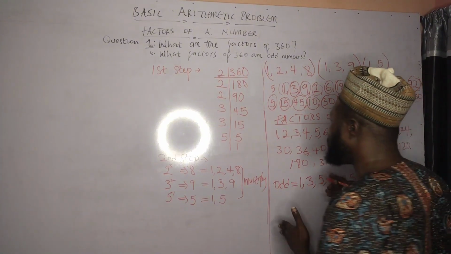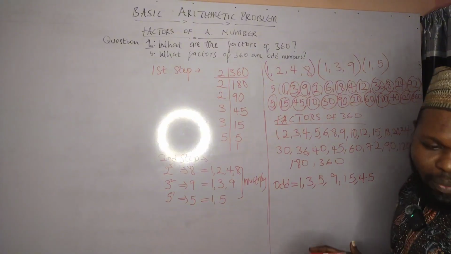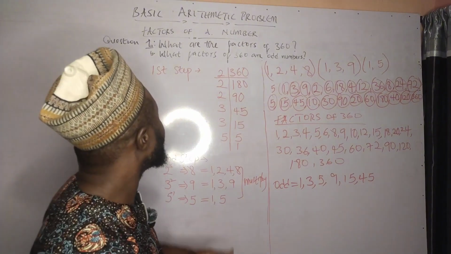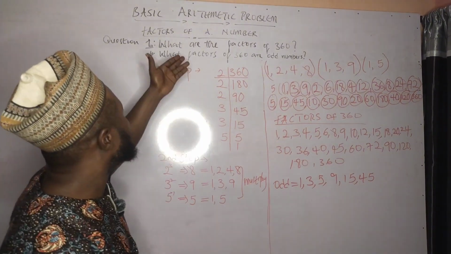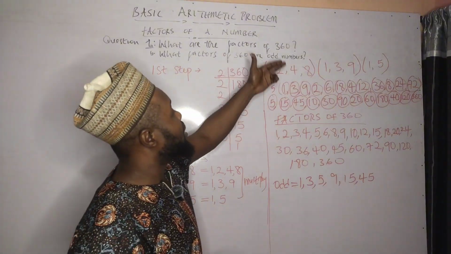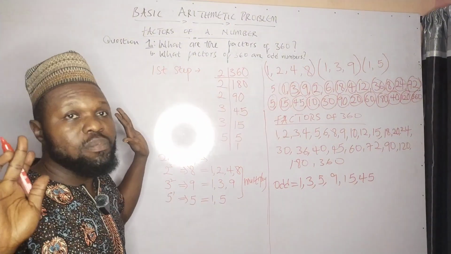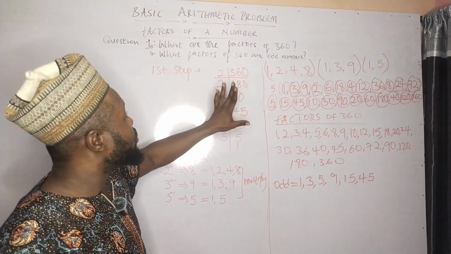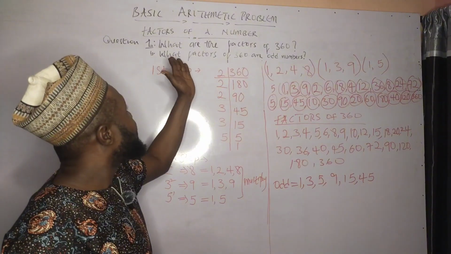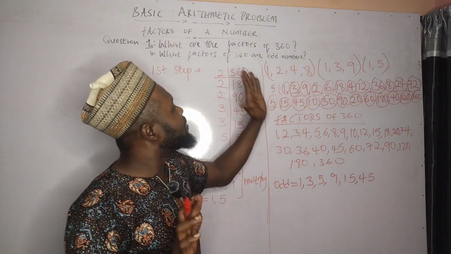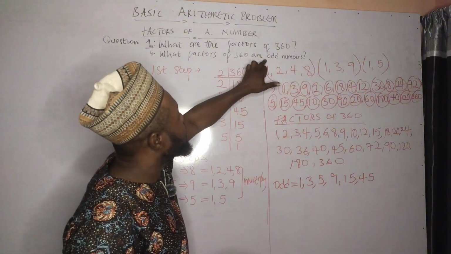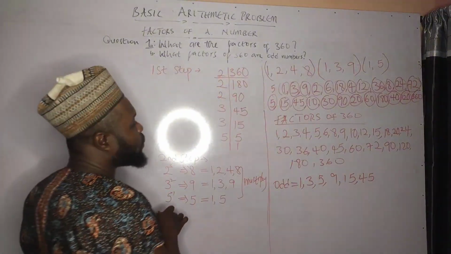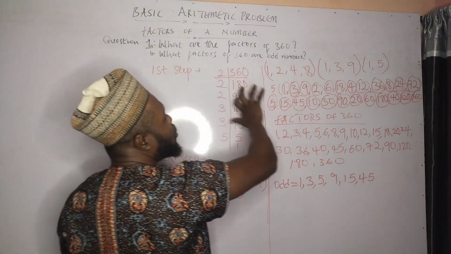But I want to quickly show you something. Let's assume that the question didn't ask us to find the factors of 360. The question only asked us to find which factors of 360 are odd numbers. Simple. Like the question 1A is not inclusive. We are only asked: what factors of 360 are odd numbers? If that is the question, we don't need to find all the factors.